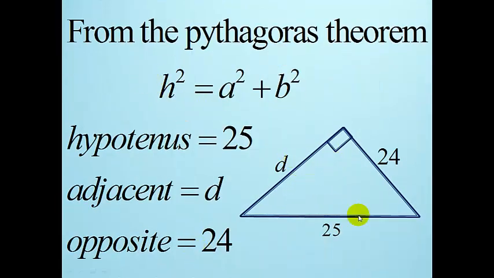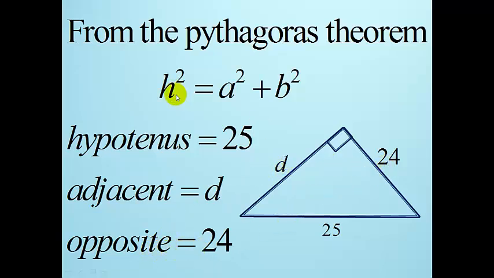Now when we consider the second diagram, it's a right angle triangle. This is our 90 degrees angle, and the side 25 is opposite to the 90 degrees angle. That's our hypotenuse, and we are given the other two sides. So let the hypotenuse be 25, the longest side from the diagram. Let the adjacent be D, and let the opposite side be 24.